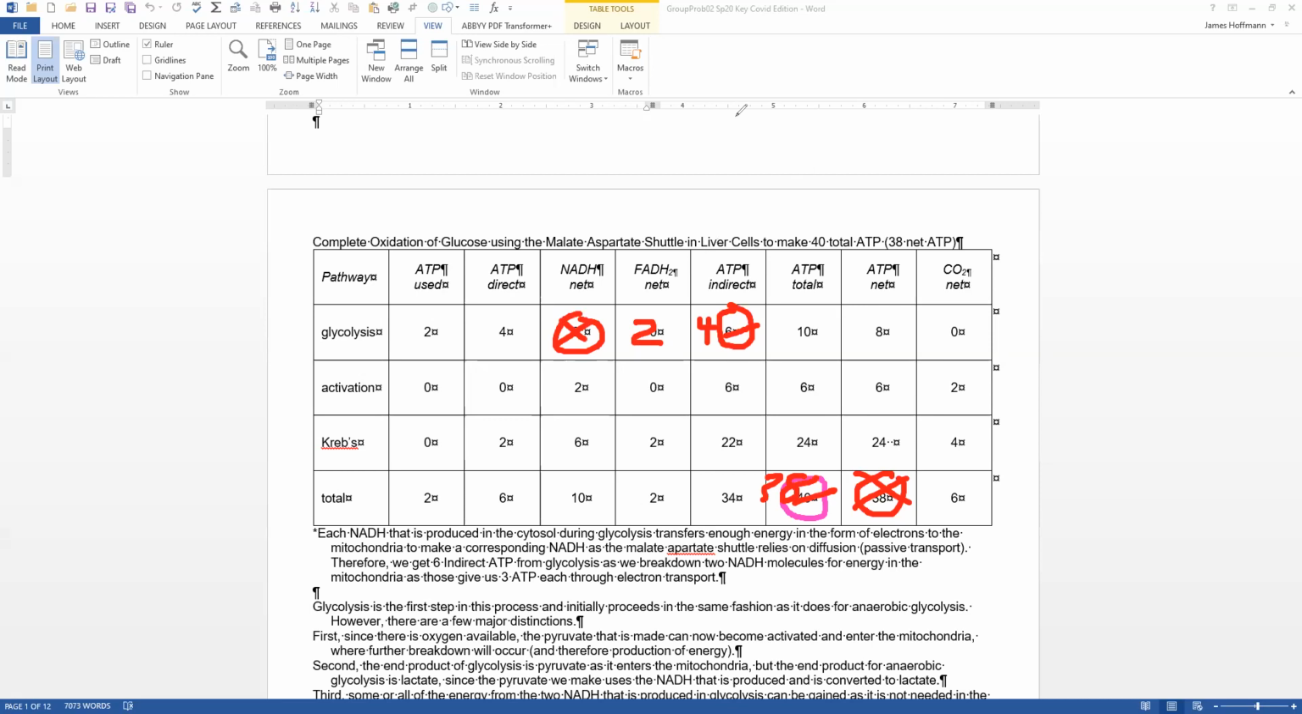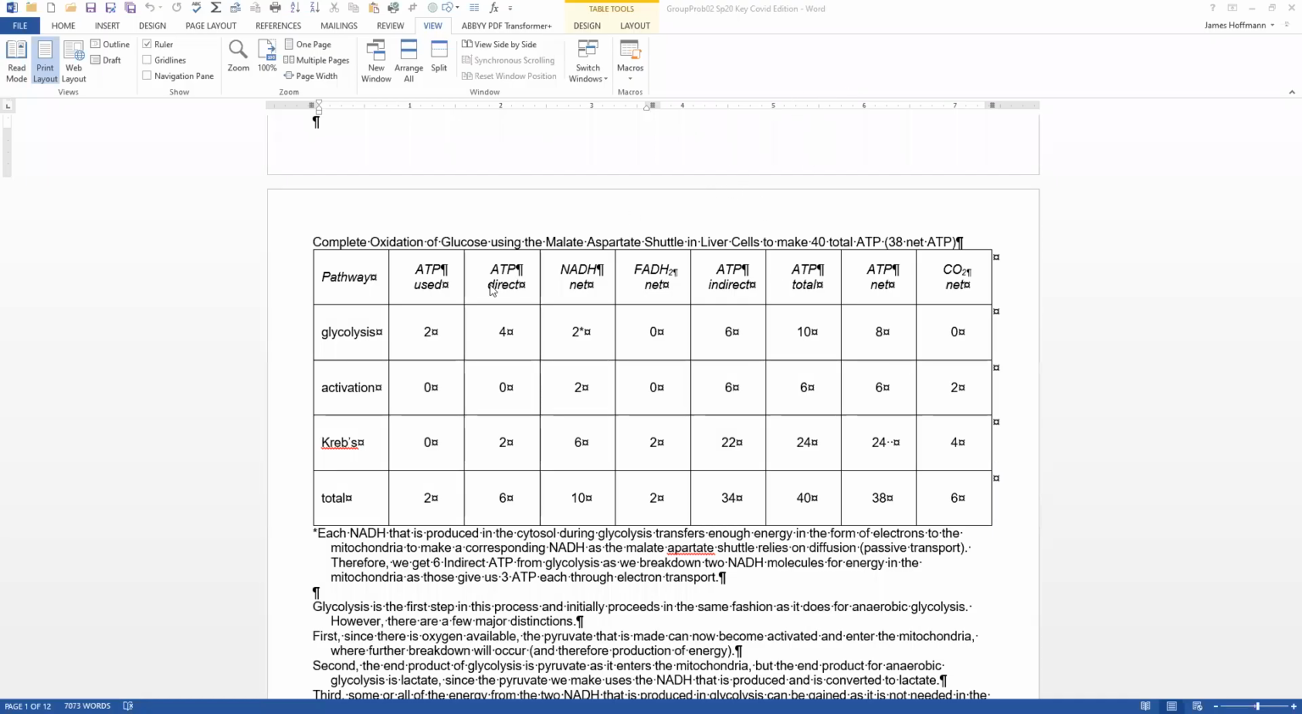So hopefully that makes sense when we look at those things. All right, does that make a little more sense? Yeah, I just needed to clarify that you really were asking for total ATP, so that's the column you're looking at, not net ATP. Yes.